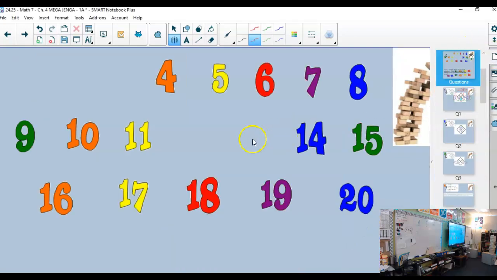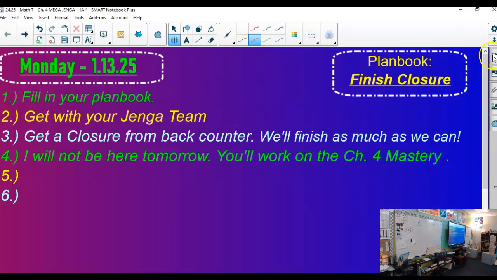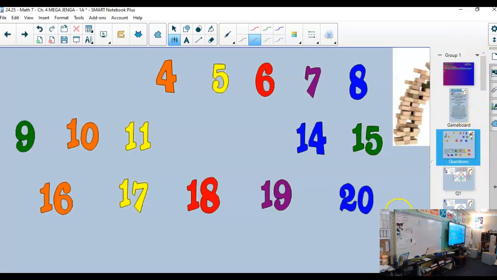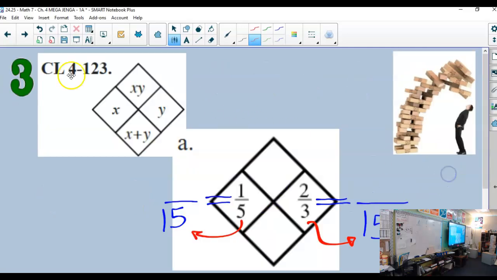So, here are the directions for class. And we're on question 3 right now, but these are the questions we've already done. The ones that you can see are missing. We're practicing the magic diamond type problem, where we've got the sum and the product.